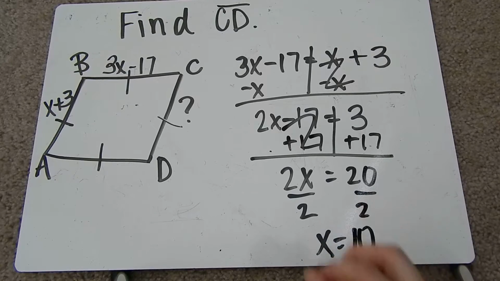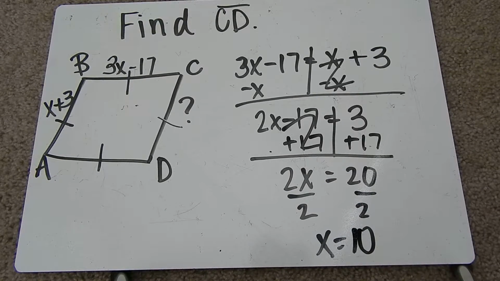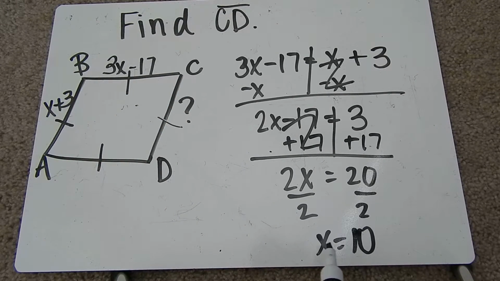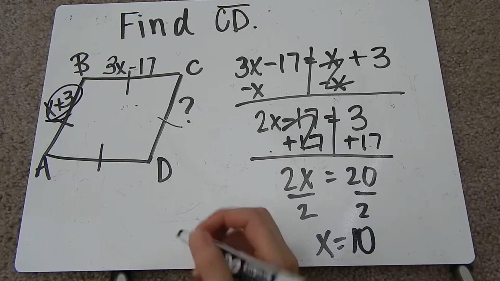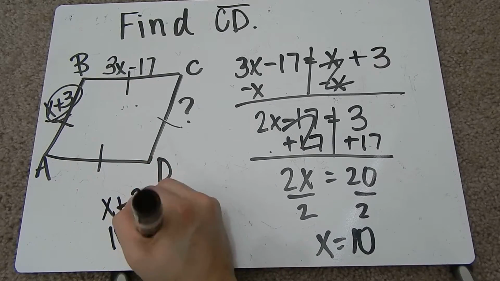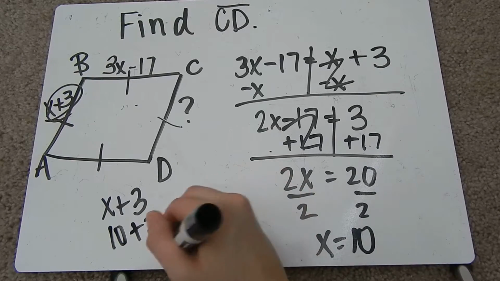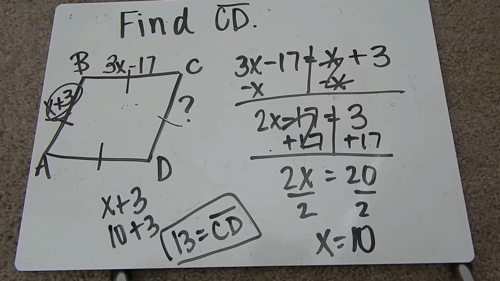X equals 10. Well, that is not my answer because it doesn't ask me for x, it asks for the side CD. So it doesn't matter because all these sides are the same, but we can pick one of these and plug in our x equals 10 to actually find the measure. This is going to be the easiest thing to plug in. X plus 3, well, x is 10. And so 10 plus 3 will give us 13. So that is our answer. CD is equal to 13. All the sides actually are equal to 13.